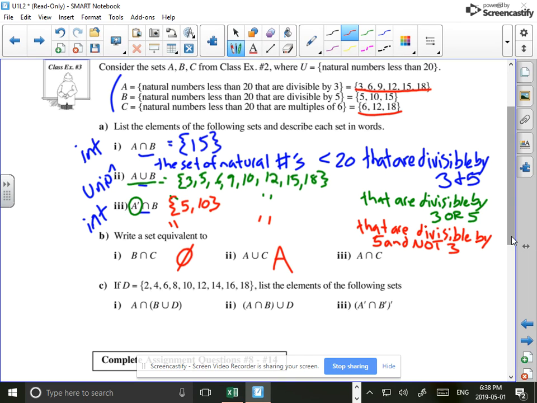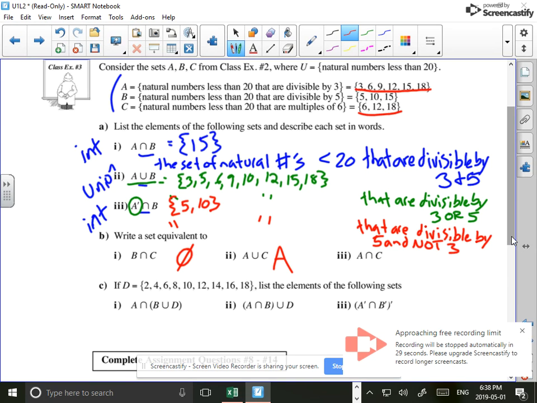Now it's asking us about the intersection of A and C. So what numbers are in both A and C? So we are looking at A and C have only those numbers in common. So the answer for this is going to be C.